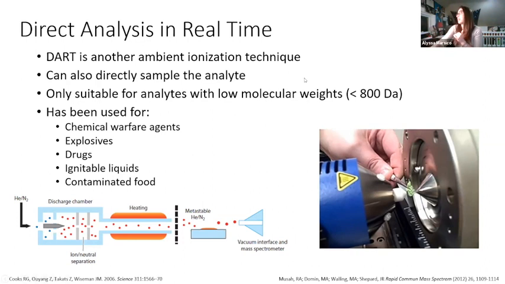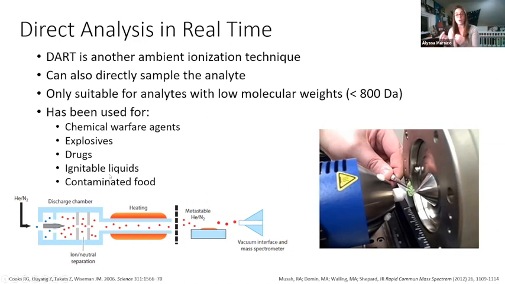Now, in this case, this really only works for very low molecular weight things, less than about 800 Daltons. But again, most of the stuff we're analyzing in forensic science falls under this category, right? For example, cocaine, molecular weight is 303, right? So we'll be able to see it with this. And people have done a lot of studies with DART, again, for things like chemical warfare agents and explosives, very hazardous materials. Drugs is probably one of the most common things that we'll see with DART. They've even done it with ignitable liquid samples.